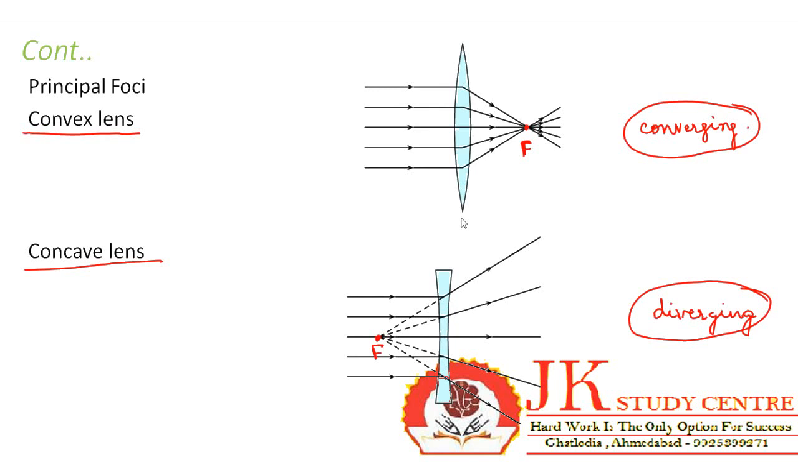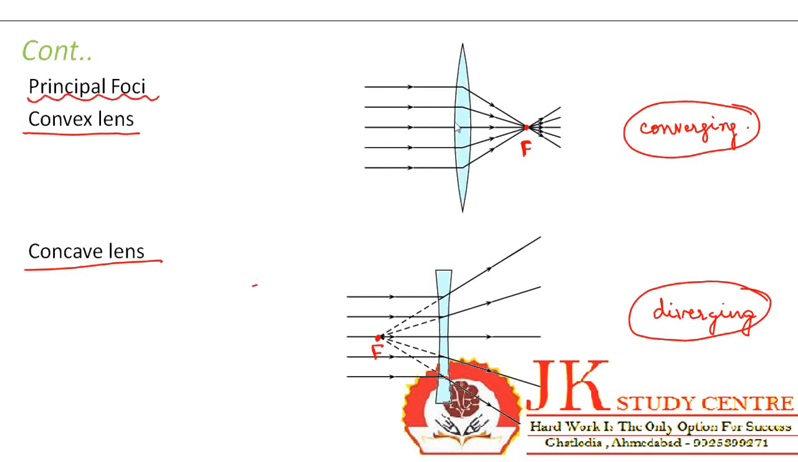When you consider this convex lens, there are two convex surfaces. For this convex surface, you will have one focus. Again, for this convex surface, you will have another principal focus. So you will have two principal focus as well. That is why we call it principal foci.